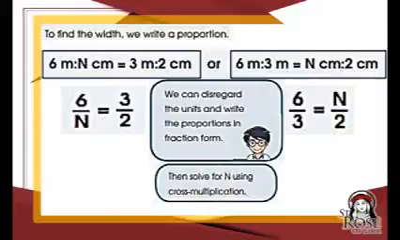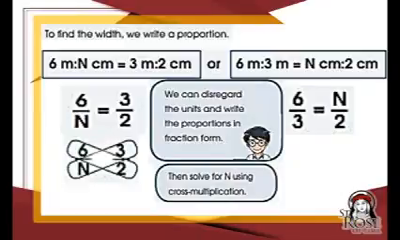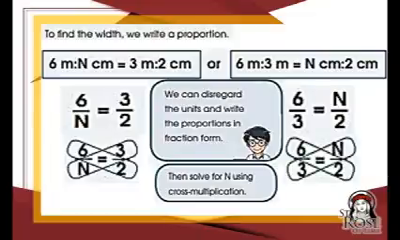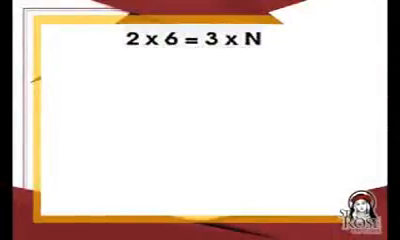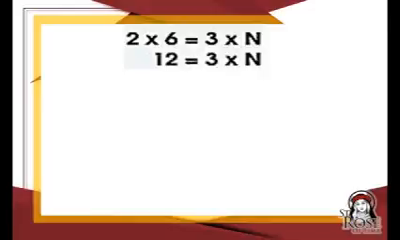Then solve for n using cross multiplication. So we multiply 6 by 2 and n by 3 on the first equation. And we can also use the other one as 6 multiplied by 2 and 3 multiplied by n on the second equation. Now we have 6 multiplied by 2 is equal to 3 multiplied by n. So 6 multiplied by 2 will be equivalent to 12 and 3 multiplied by n is equivalent to 3n. To solve for the missing number, we just need to divide 12 by 3. That means that n is equivalent to 4.